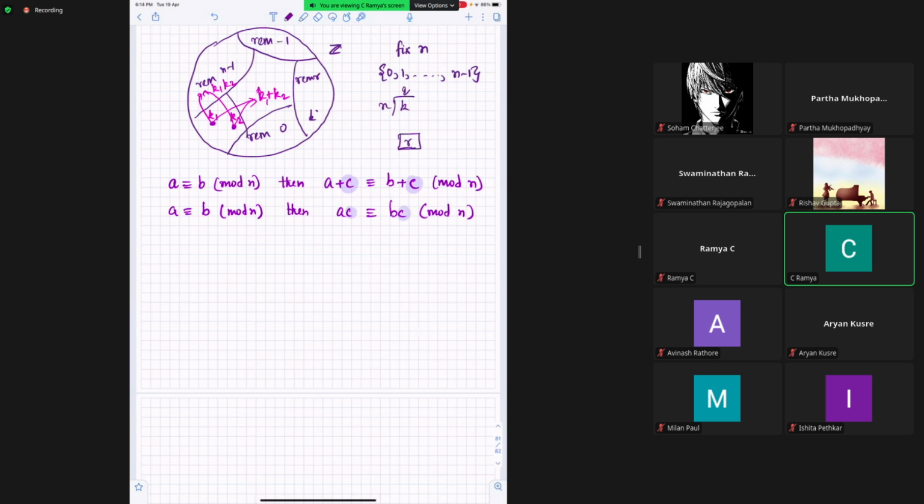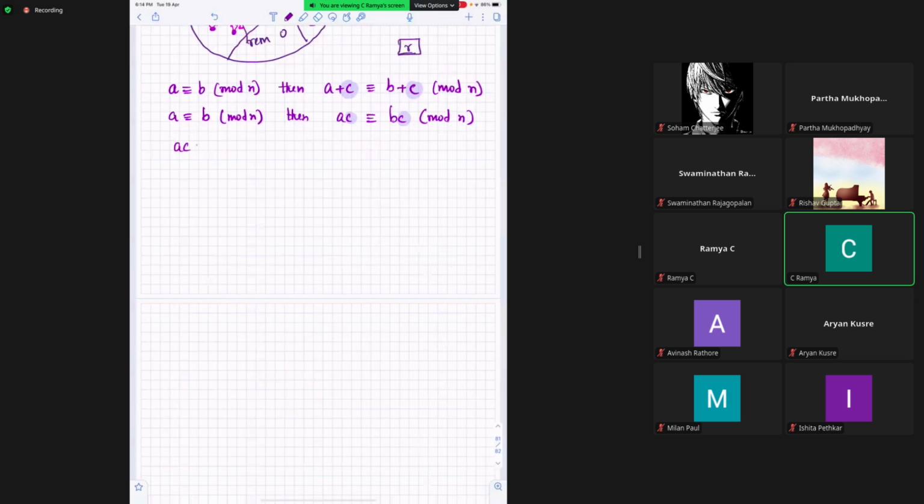Now the question is, can I divide? In other words, if AC is congruent to BC, is A congruent to B? Is this true? That is, can I cancel C here? I mean, I can add, I can multiply, so I should be able to cancel. Divide throughout by C. Oh, by the way, I can subtract also. So can I divide? That's the question. Is this fine? So this was a question. Let's see.